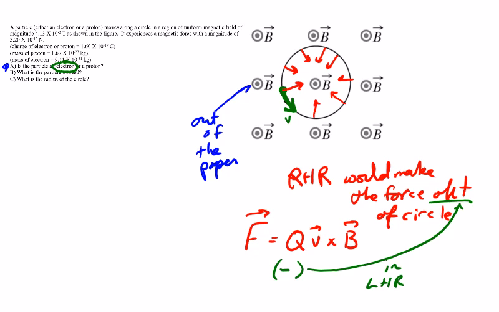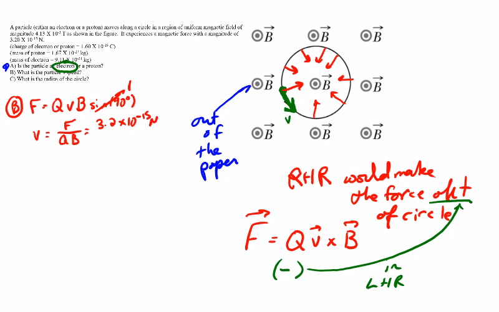And then to figure out the particle speed, what we did is we used this equation down here for part B. We said, okay, the force is equal to Q V cross B, but those are going to be perpendicular, so it's VB times the sine of 90 degrees, because they're perpendicular to each other, and that's just 1, so we don't have to even worry about it. To find the speed then, V is equal to the force divided by QB. Our force was given as 3.2 times 10 to the negative 15 newtons.